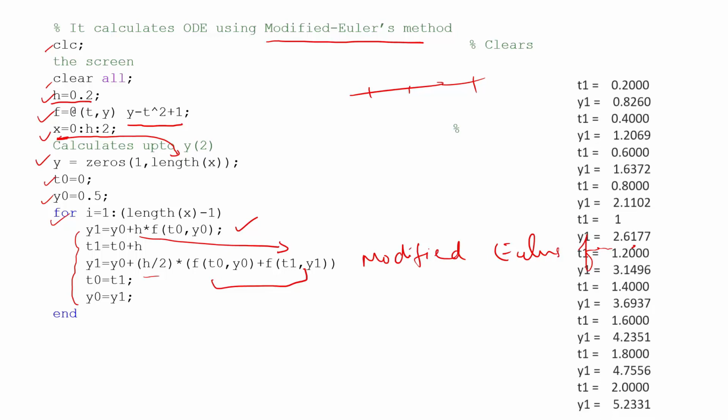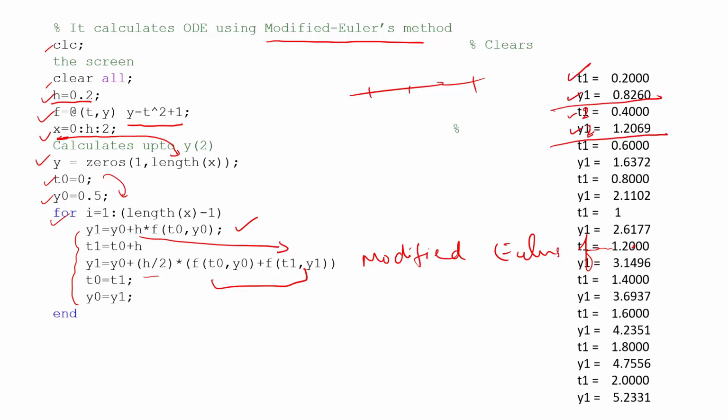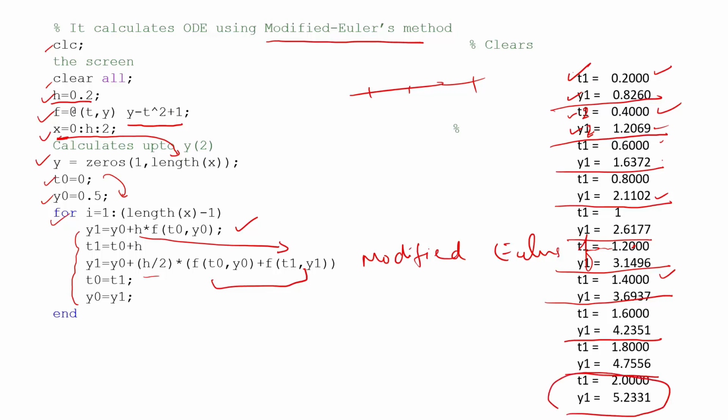So this is the answer: this is for the point x is equal to 0.2, this is for x is equal to 0.4, and for the next x I am getting this value, and you can see that for the corresponding x or t, you can say, you are getting these values finally. This is what we have seen in the example also.